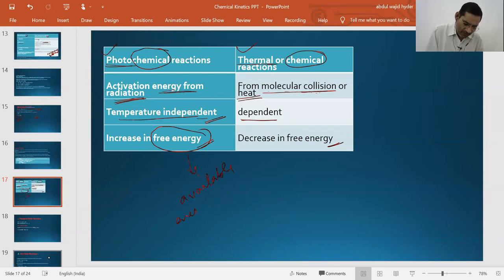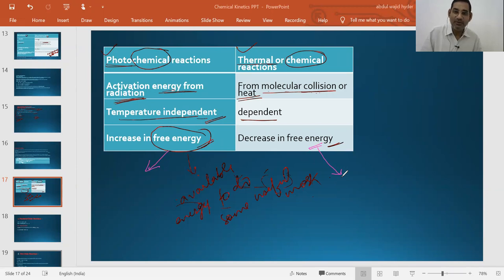Available energy to do some useful work, that is called free energy. So free energy is the available amount of energy to do some useful work. And there, since there is no source of energy, there will be a decrease in free energy due to thermal reactions or chemical reactions.